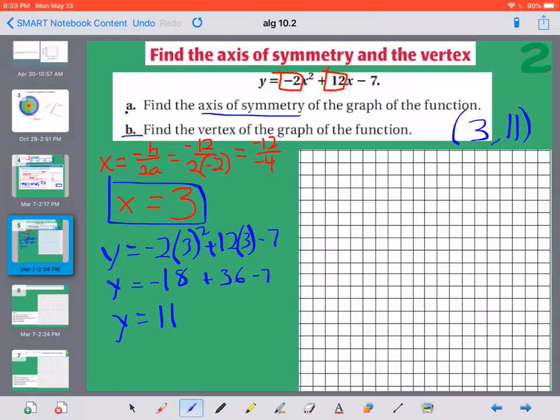So I want to make sure I have my vertex on my graph, so I'm going to count down from 11. 1, 2, 3, 4, 5, 6, 7, 8, 9, 10, 11. I'll count down a couple more. 12, 13, I'm going to make my graph right there. Now at (3, 11), so 1, 2, 3, up 1, 2, 3, 4, 5, 6, 7, 8, 9, 10, 11.